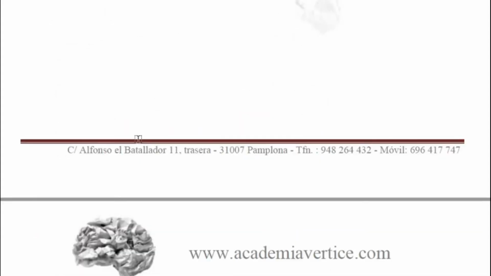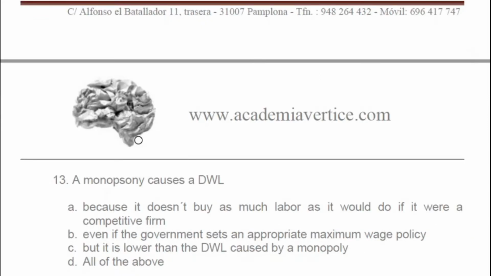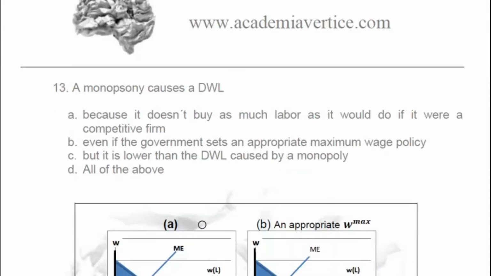Now 13th, monopsony. Okay, remember that a monopsony is a firm that is the unique buyer of a certain good or of a certain input, usually the labor force. Now the monopsony causes a deadweight loss because it doesn't buy as much labor as it would if it were a competitive firm. Yes, this is true. This is true.